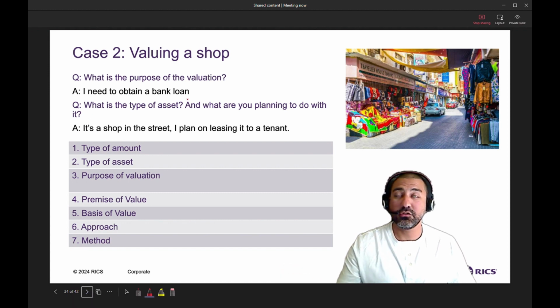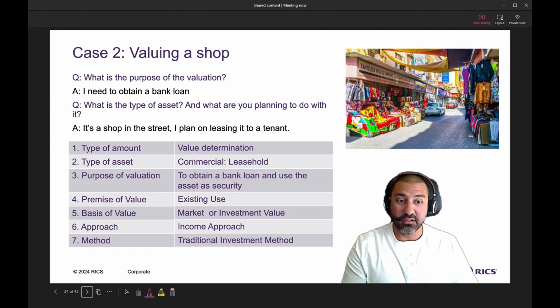Another example is valuing a shop. What's the purpose? I need to obtain a bank loan. What is the type of asset? And what are we planning to use it for? It's a shop in the street. I plan on leasing it to a tenant. Therefore, this is an investment property. So if this is an investment property, then, again, you're going to be producing a value, not a price, not a cost, not a worth.